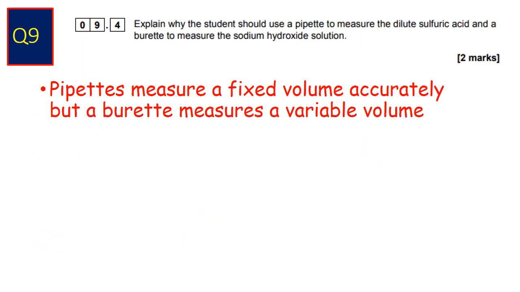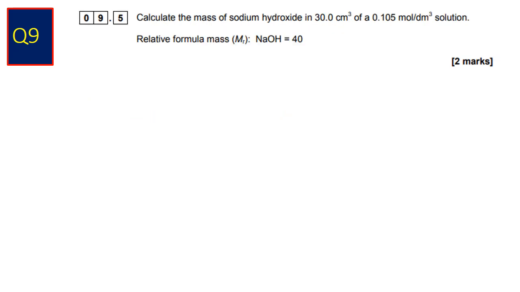So we're asked to explain why students should use a pipette to measure the dilute sulfuric acid and a burette to measure the sodium hydroxide solution. So pipettes are used to measure a fixed volume accurately, but a burette measures a variable volume. That's all you need to know. Good thing to have on a flashcard.